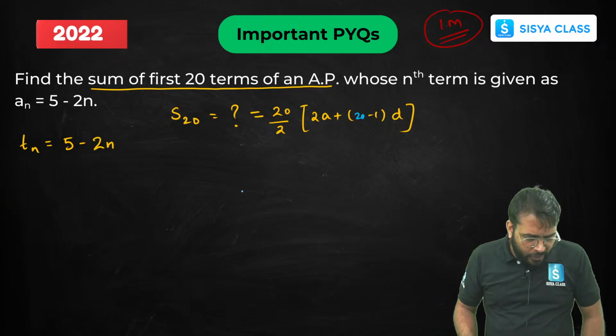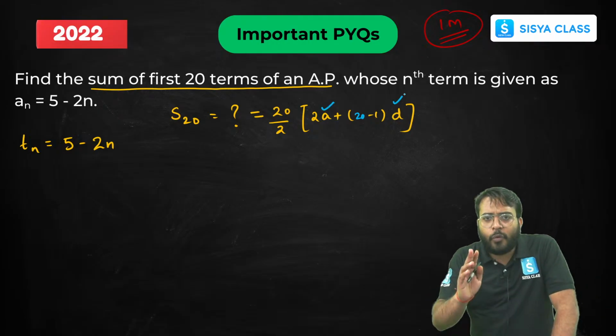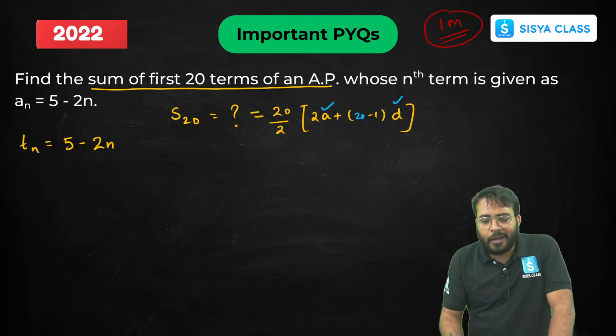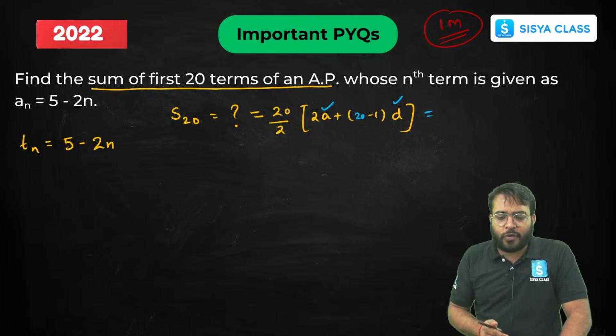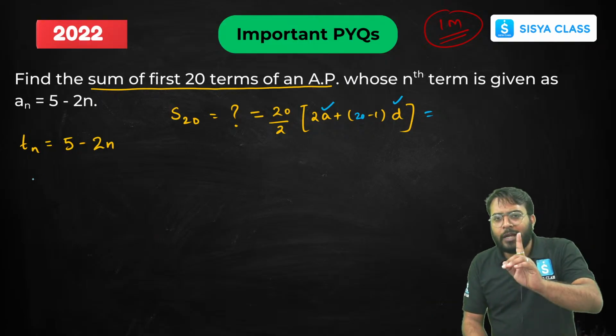That means only two things you need to find out here, that is A and D. Somehow, if you are able to find the value of A and D, you will get your answer very easily. Yes or no? How to get the value of A and D? Using this equation. Here they have given the nth term.